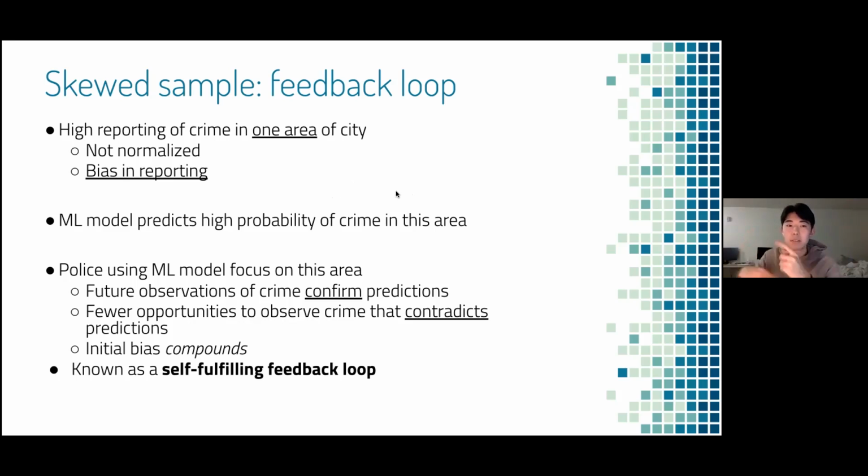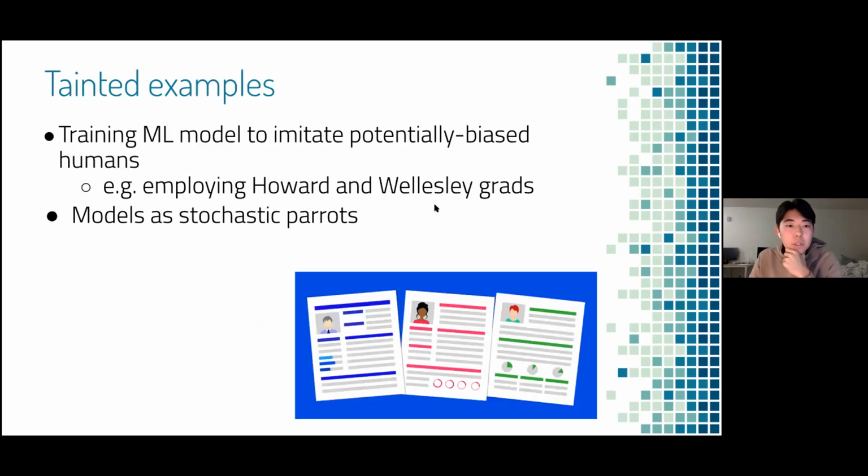So we see this kind of cyclic nature of this algorithmic ranking system. Great. So we'll move on to our next issue, which is tainted examples. This arises when we think about an ML model as a whole. Models are only as good as the data that you feed it.